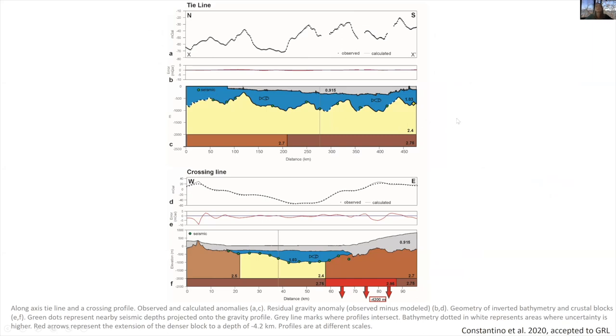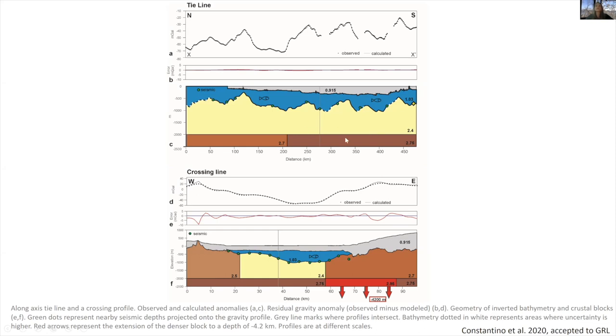The first thing we need to do here is to invert the bathymetry for the tie line. And for that, the first thing we do is fix the seismic depth. So here where we have green dots, these represent depths from seismic, which means that after my inversion at those green points, I will have exactly the same depth as the seismic. So that means that I'm constraining my tie line with the seismic depth. We also need to build a geological model, or we need to assign density to the model.